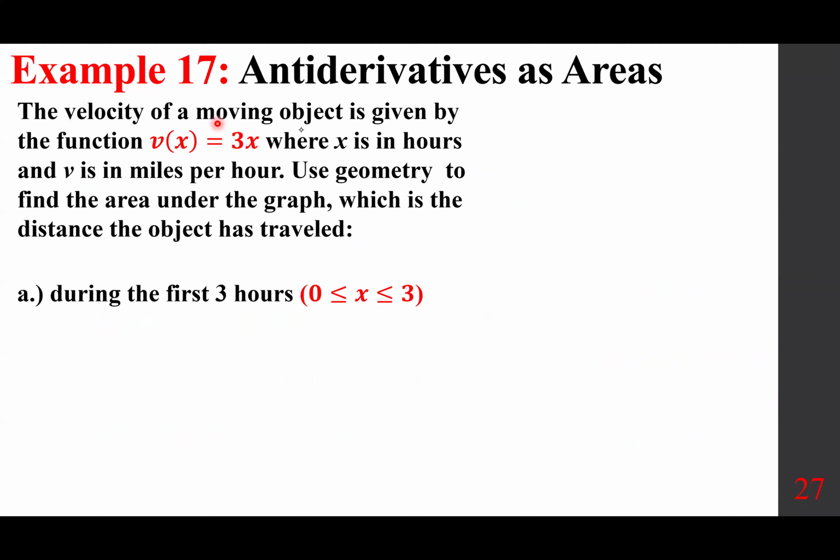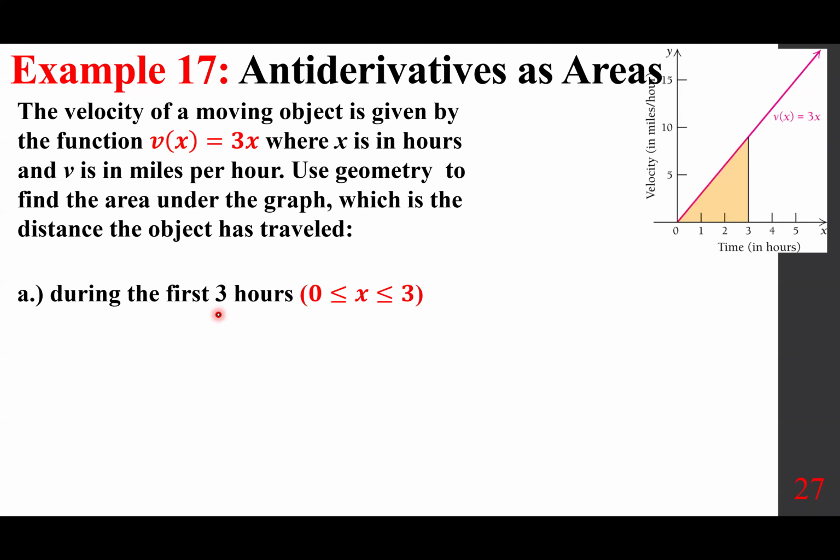The velocity of a moving object is given by the function v of x equals 3x, where x is in hours and v is in miles per hour. Use geometry to find the area under the graph, which is the distance the object has traveled during the first 3 hours. So you draw v of x equals 3x. This is time in hours, and this is the velocity.